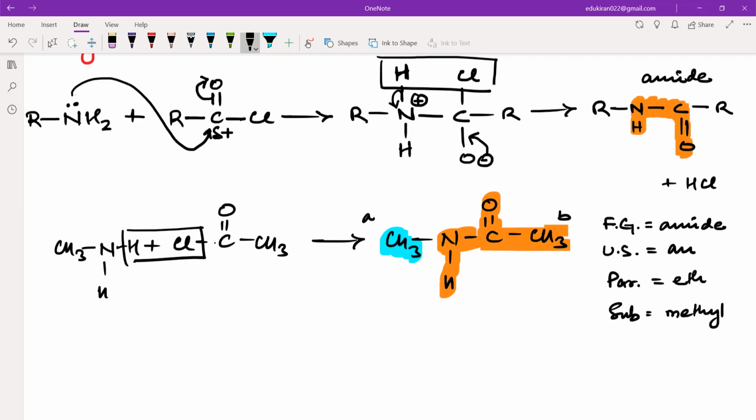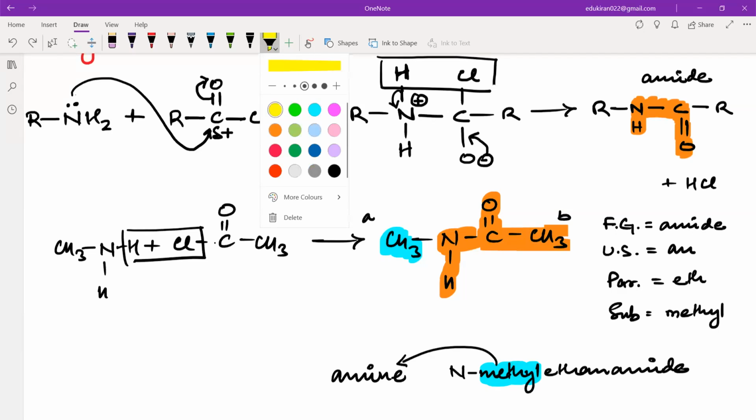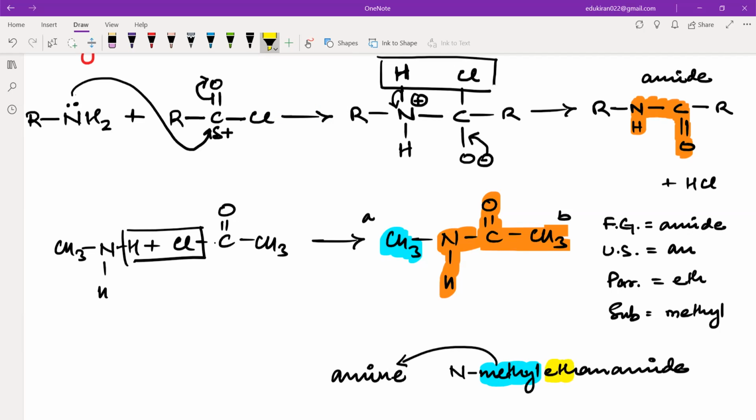Now the position of methyl: it is attached to nitrogen, that is why this will be N-methyl. So we have N-methyl ethane amide. Okay, N-methyl ethane amide. Now, an important point: this methyl is coming from the amine. Yes or no? This methyl is coming from the amine. And what about this ethane amide? This eth will be coming from the parent chain.